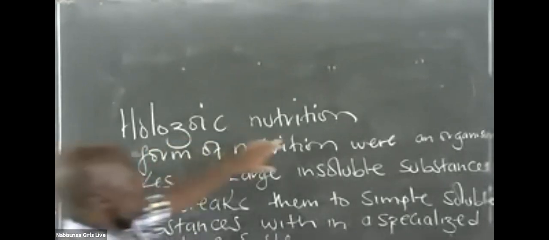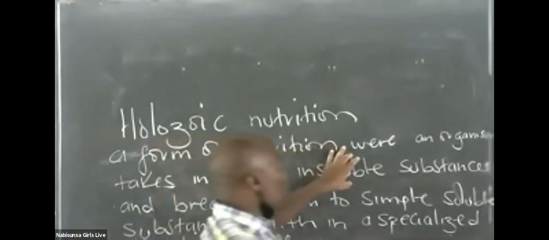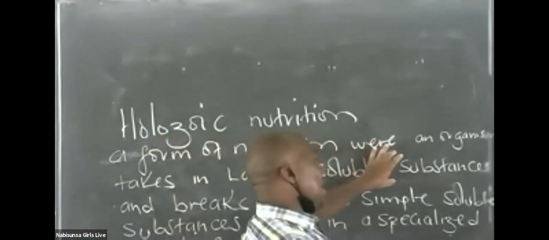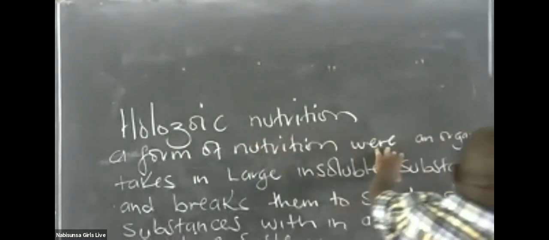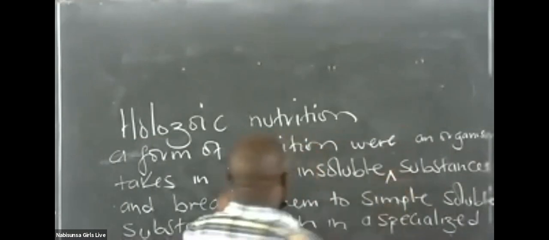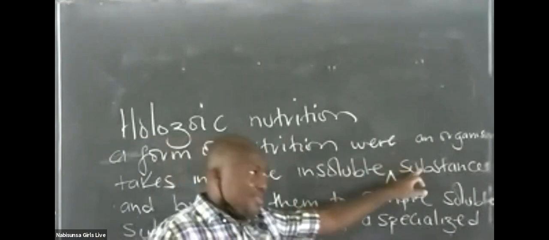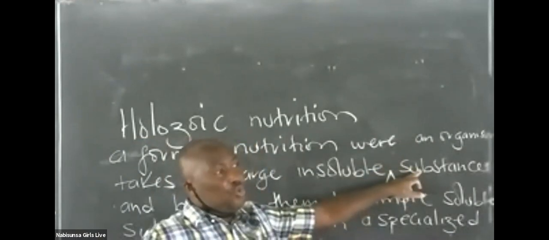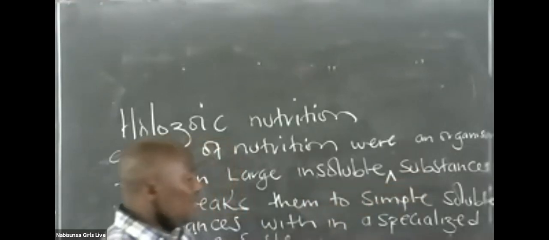I think now we can see maybe the only word which we cannot see there. We are saying a form of nutrition where an organism takes in large, insoluble, and you can add there even the word complex. I'm saying large, insoluble, complex substances, or food material, if you don't want to call it nutrients.